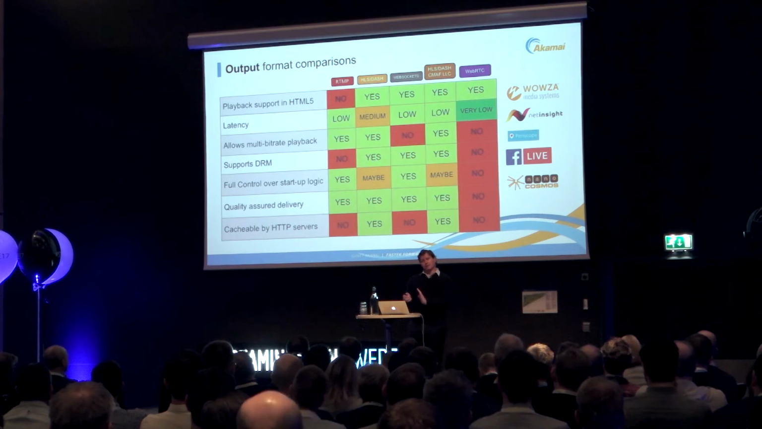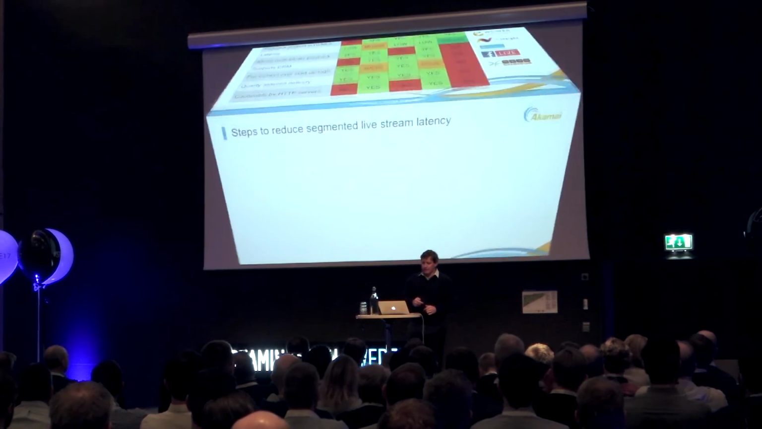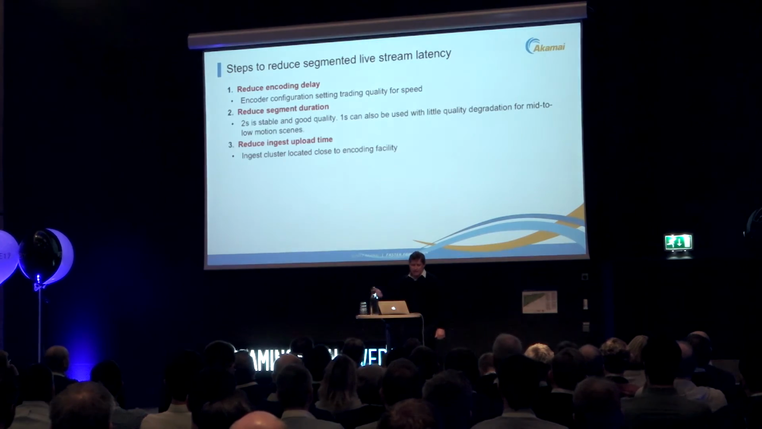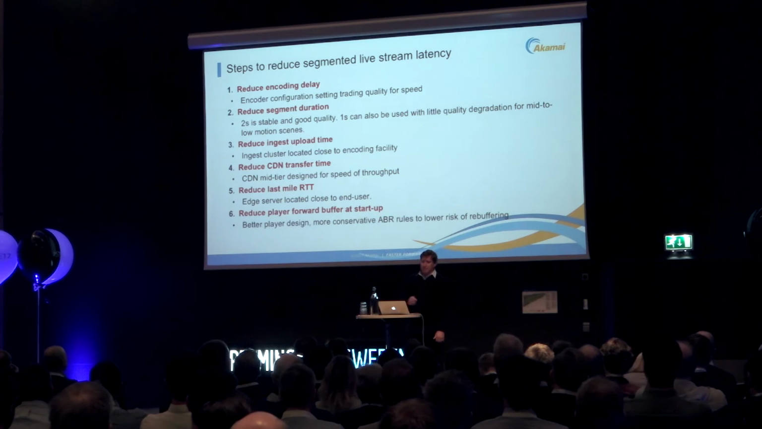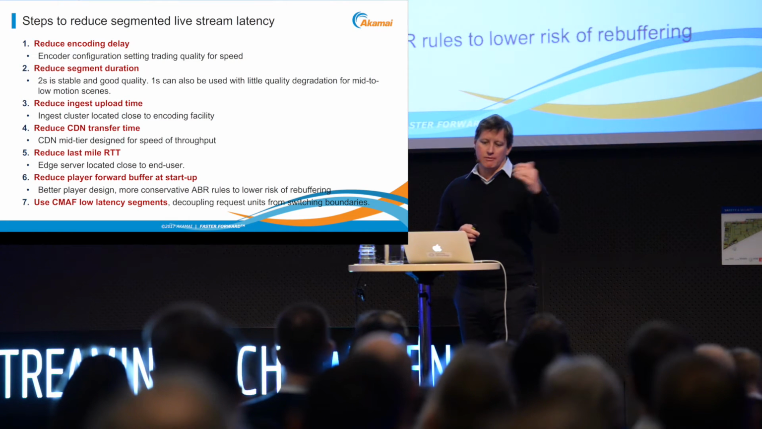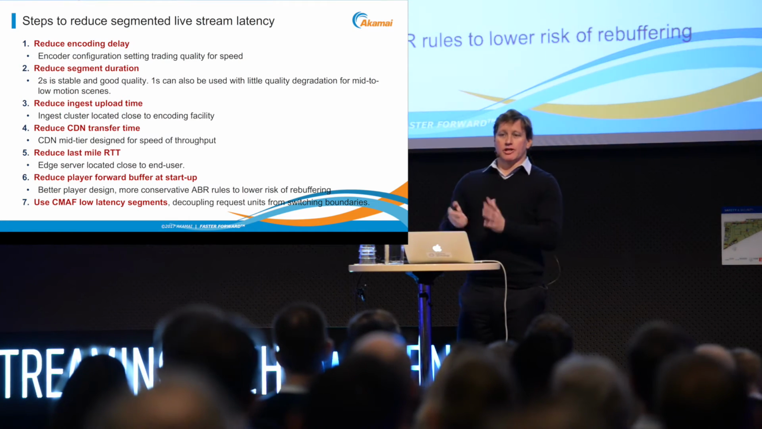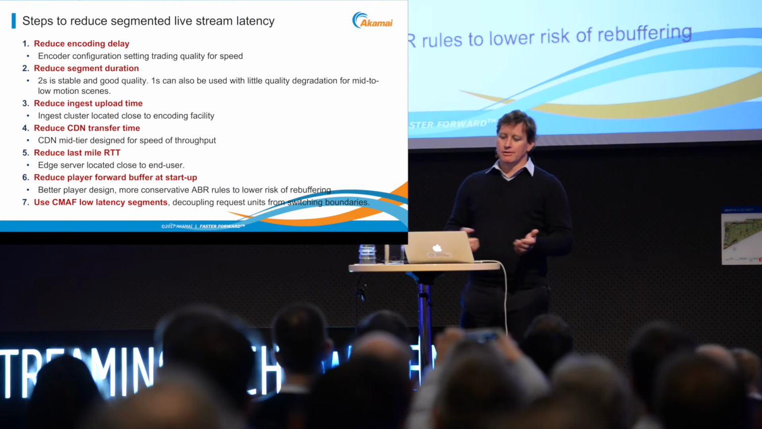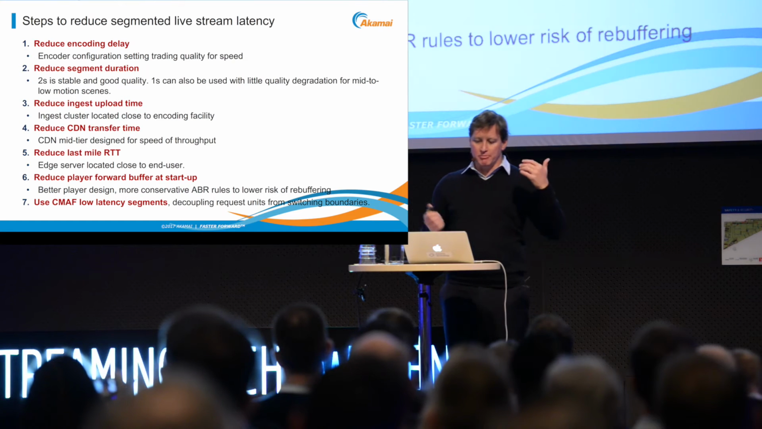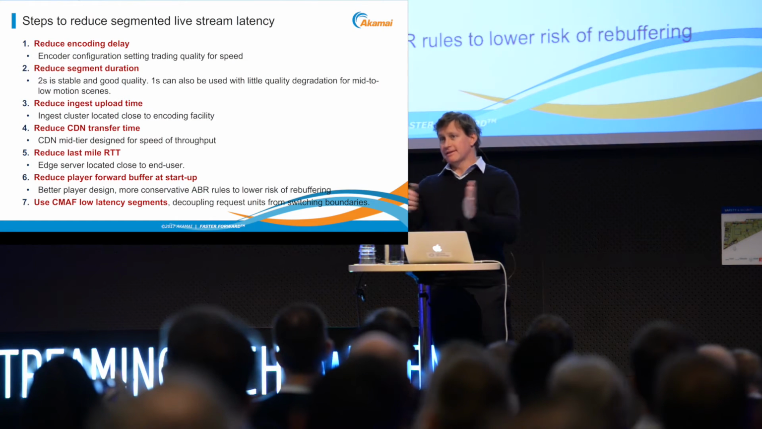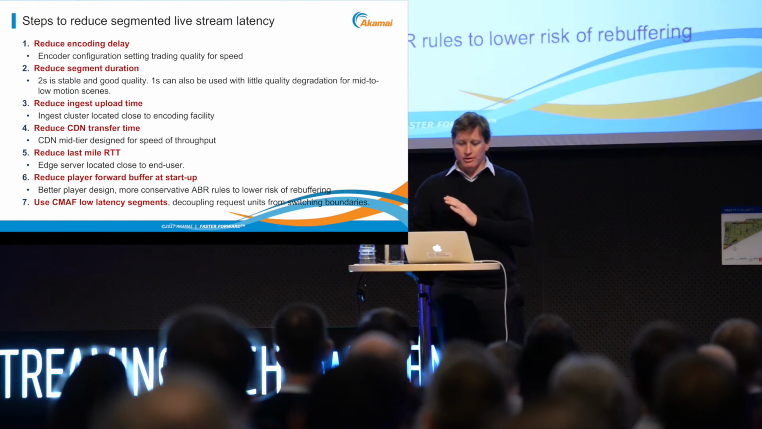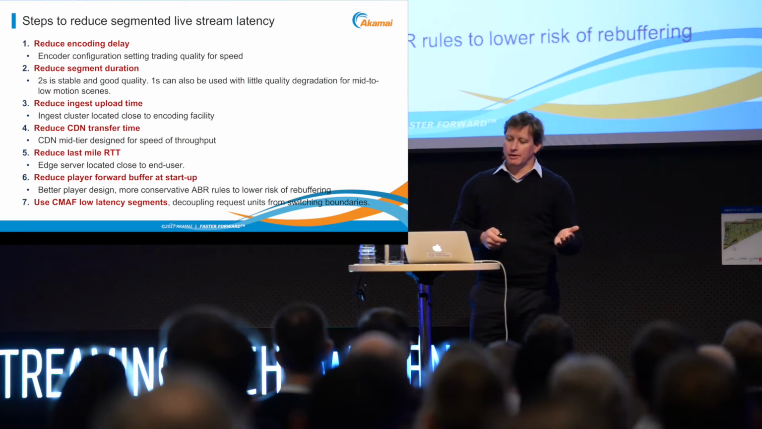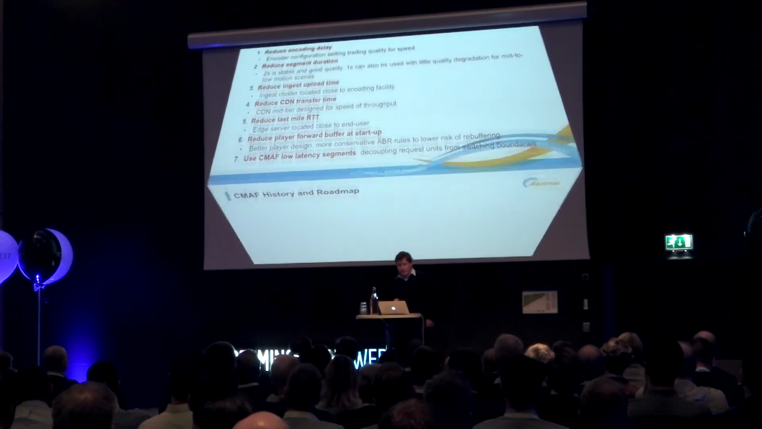So we like these ISO-based segments, but how can we reduce the latency? I'll skip through all these because these are pretty much traditional. How can I reduce latency? Well, adjust my encoder settings, don't use B frames, drop them out, reduce the segment duration, have your encoder close to your ingest point, make sure your CDN's designed for very fast transfer, reduce the last mile, and reduce your player buffer. But let's look at CMAF low latency segments.